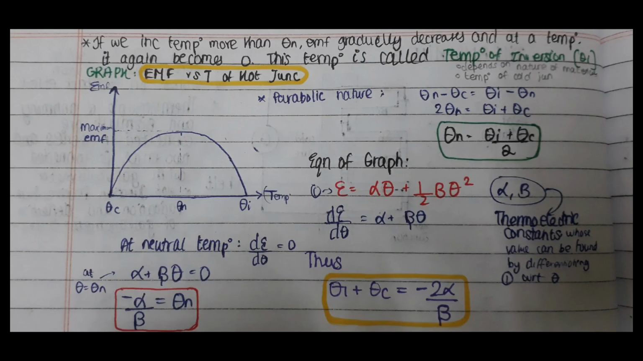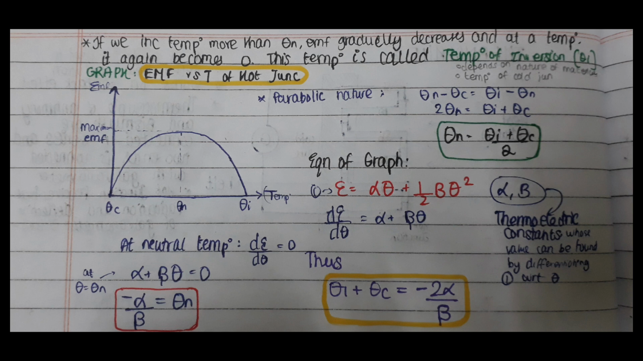Actually, there is a graph given below which is plotted between the thermo EMF and the temperature of the hot junction. It is a parabolic curve. So the equation of the curve is given by EMF is equal to alpha t plus half beta t square, or t or theta, both the same. Alpha and beta are thermoelectric constants. In some questions they make it minus half beta t square. They are just constants, so we neglect the sign and proceed with the constants given in the question.